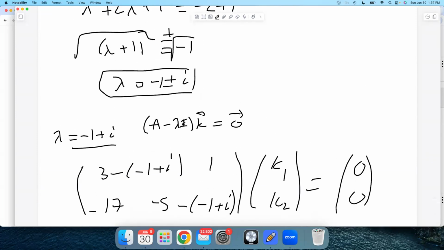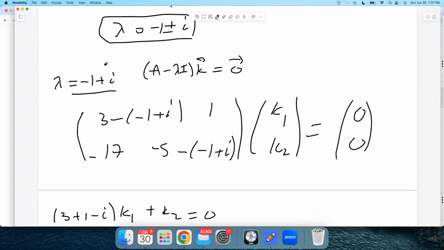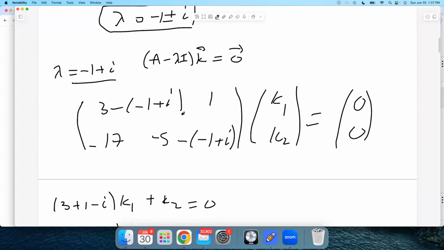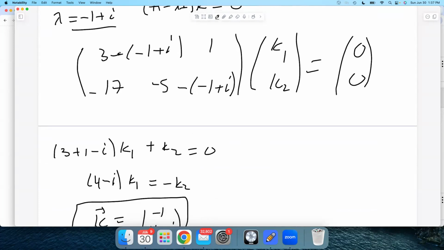So we want A minus lambda I times the vector k to equal the vector 0. Now we have to be careful here because along the main diagonal we're going to subtract lambda. So we're going to have 3 minus lambda, -5 minus lambda. But we need parentheses here, so that negative is going to distribute. We're going to get a +1 and a minus i there.